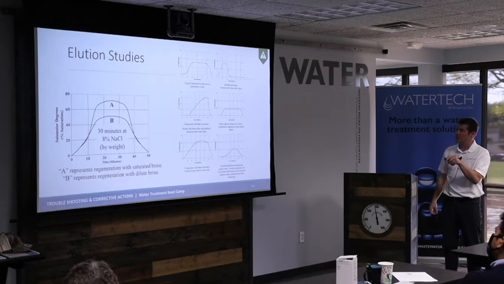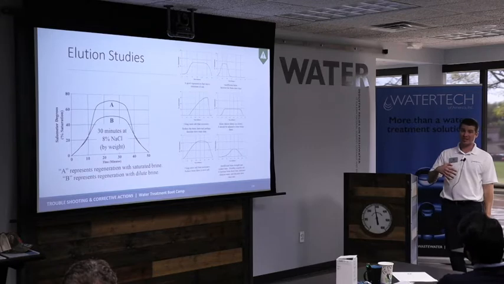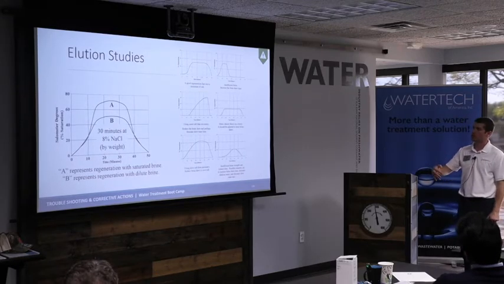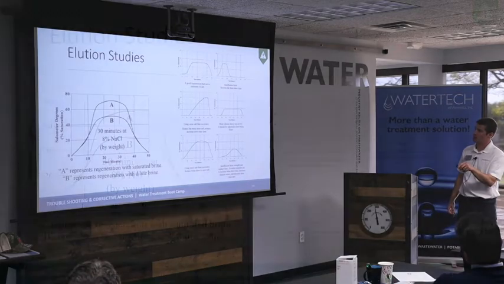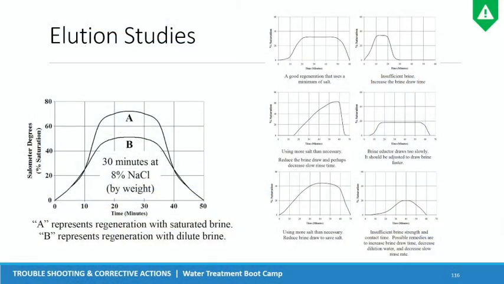And then here we would start our rinsing cycle. It should take about 10 minutes to rinse all that salt back off, pretty much down to zero. Then we've rinsed any excess salt that wasn't used in the process. This one you can see is, again, insufficient brine, so we need to increase the amount of time that we're drawing brine out of that brine tank. There are all these different scenarios. We won't go through them all, but just know if you run a brine elution study and graph it, you should be able to tell what's going on.